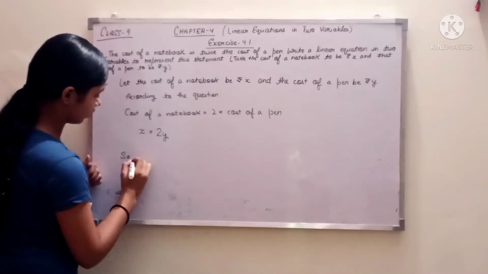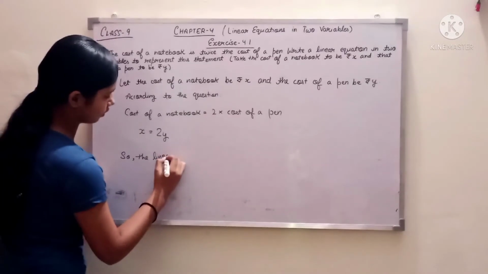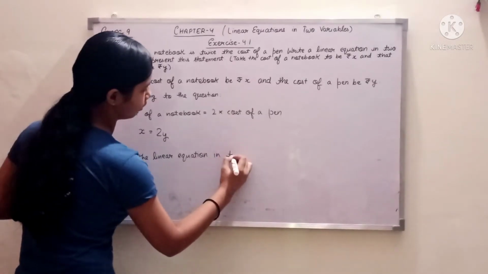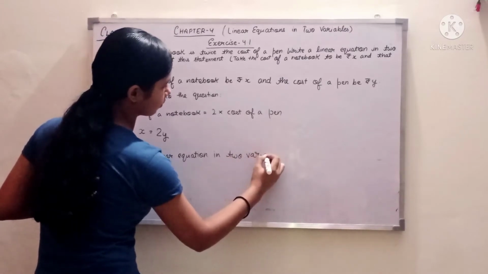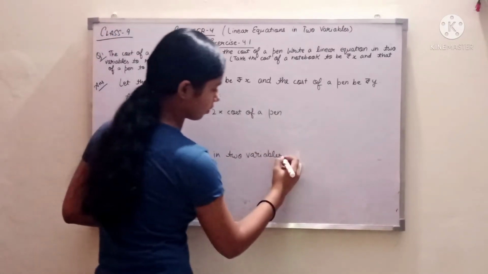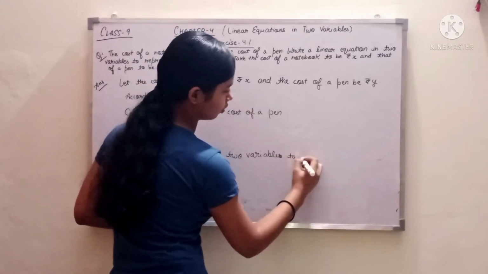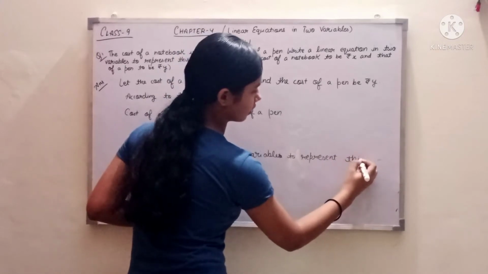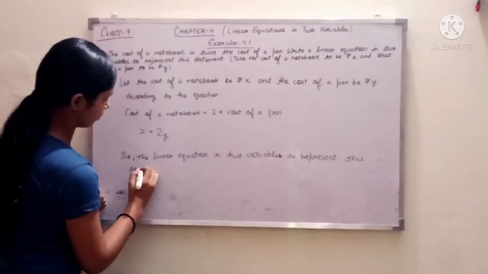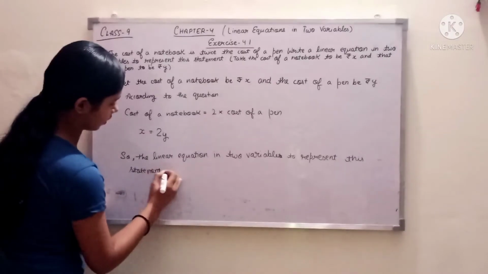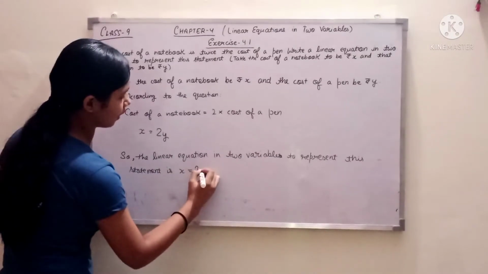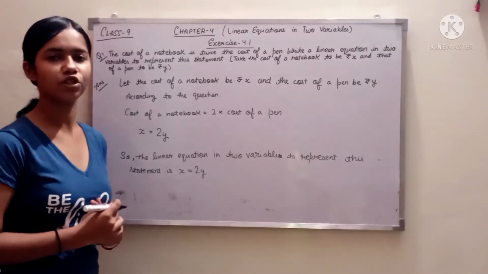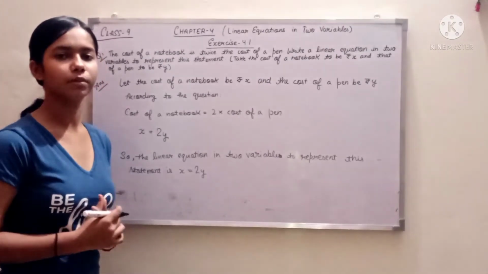So the linear equation in two variables to represent this statement is x is equal to 2y. So in this equation there are two variables. So this is a linear equation in two variables. Now coming to the question number 2.